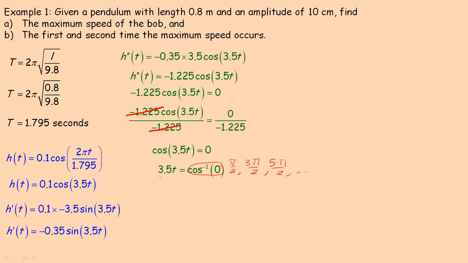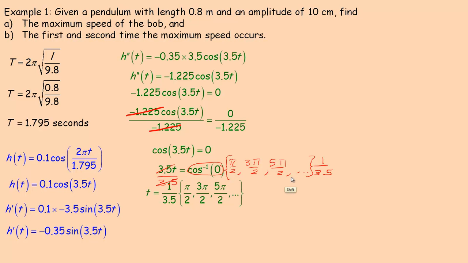Now, I'm trying to solve for t here, so I could divide by 3.5 to get the t alone. Okay, those divide out. Now, dividing by 3.5 is the same as multiplying by 1 over 3.5. Remember, dividing by a number is the same as multiplying by the reciprocal. The reciprocal of 3.5 is 1 over 3.5. So in the next line, that's where I get my time, is 1 over 3.5 times all these angles, these rotations.